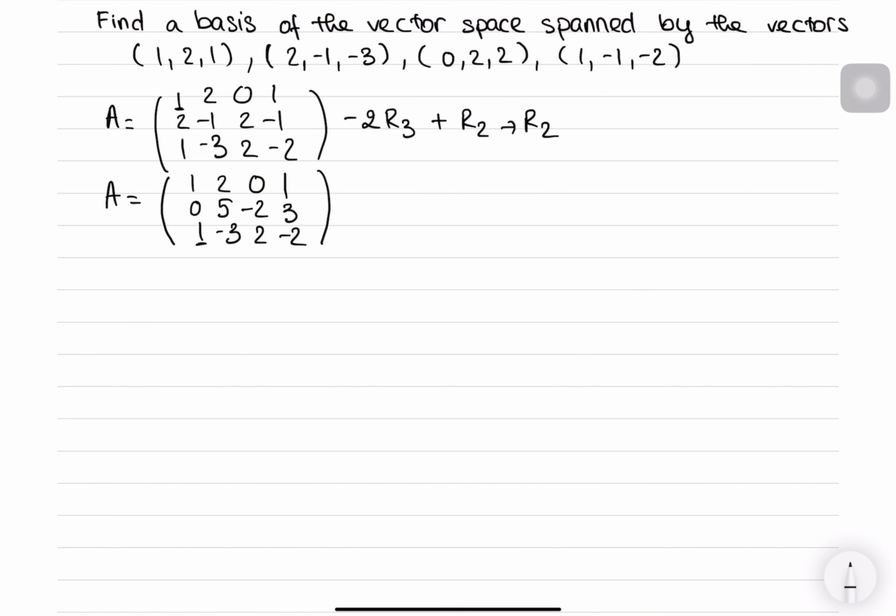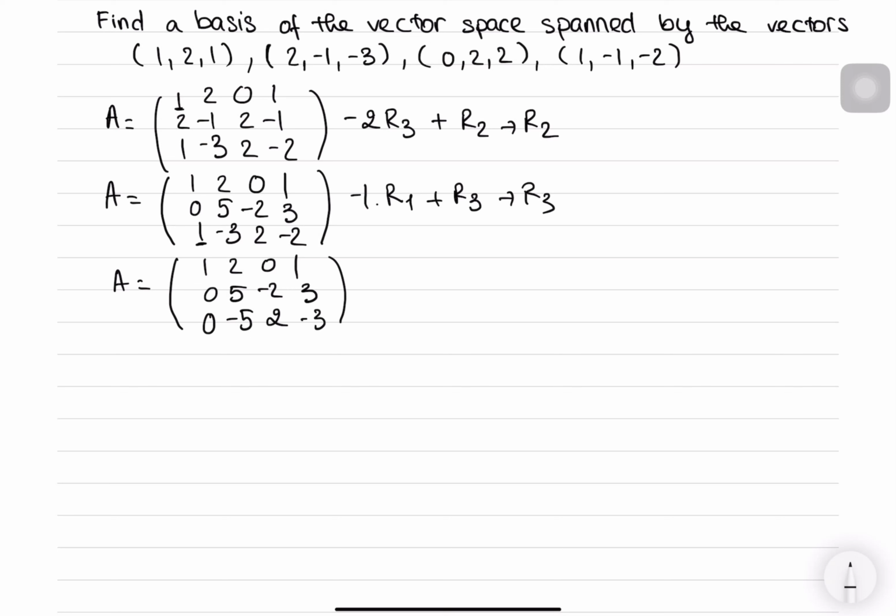Next step, let's eliminate this one. Minus 1 multiplied by R1 plus R3. Again, we keep the first row and the second row. For the third row, we get 0, minus 5, 2, minus 3. So we're finished with our first column. Let's move to the next column.